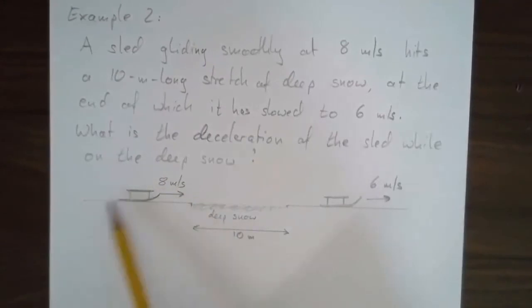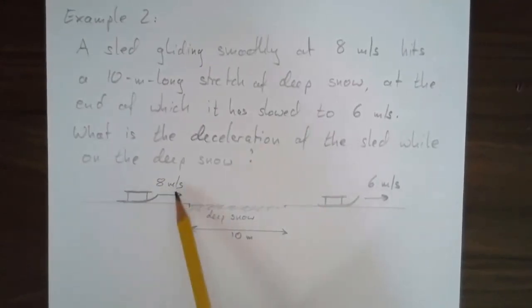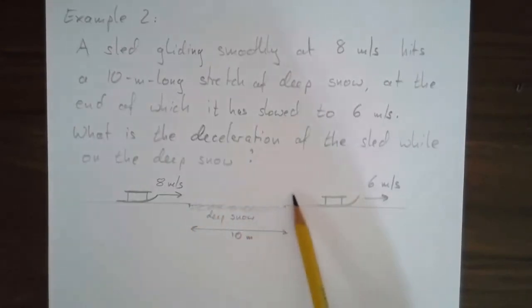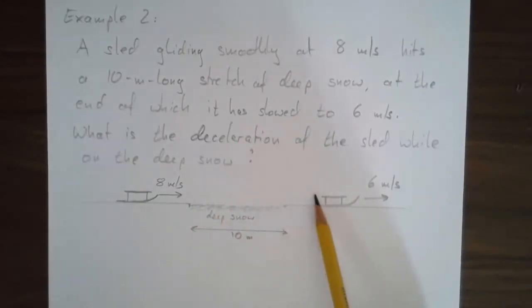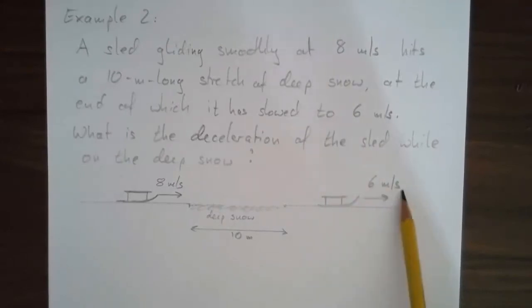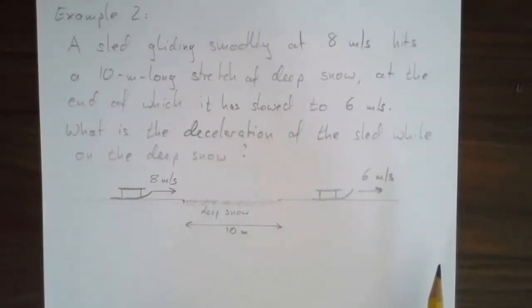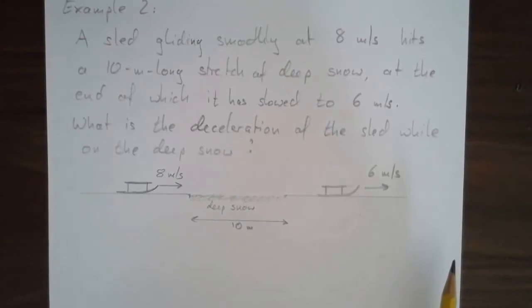So here's a little picture. The sled comes along. It's going at a constant 8 meters per second. Very nice. It hits the deep snow. It slows down. It still keeps going. It doesn't come to a halt, but it's slower. It's only going 6 meters per second on the other side.